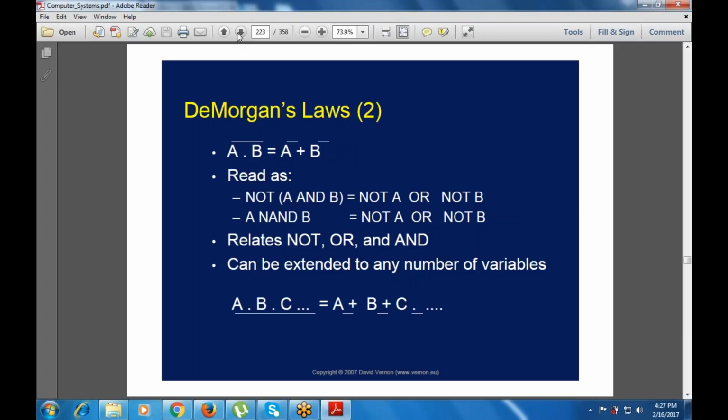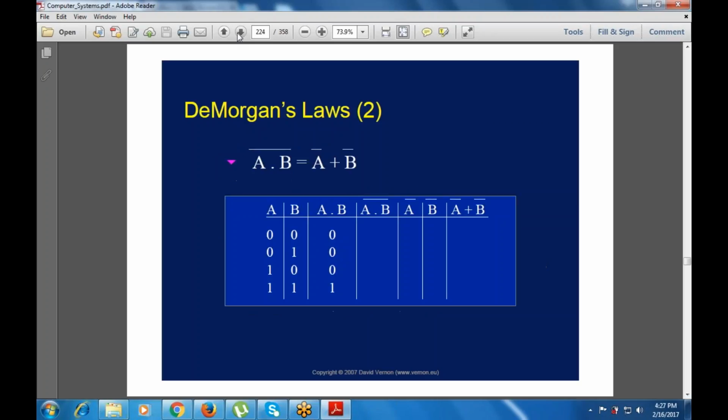That means multiply is converted into addition. This is (A into B) whole complement equals A complement plus B complement. Now this is A into B: 0 0 0 1. Now (A into B) whole complement is 1 1 1 0. Then A complement 1 1 0 0. Then B complement 1 0 1 0. Then A complement plus B complement.